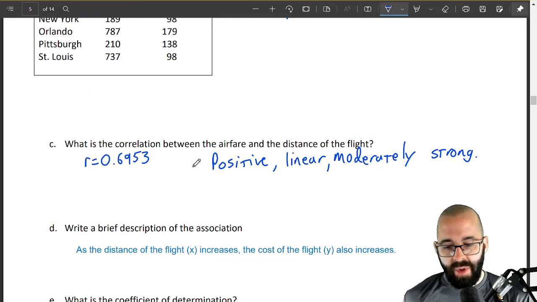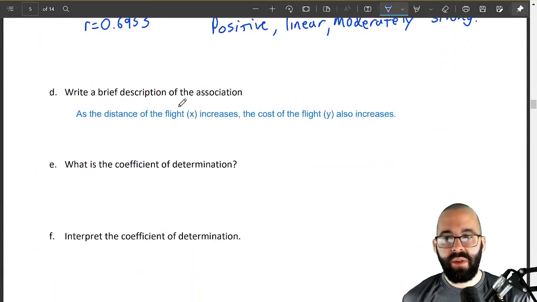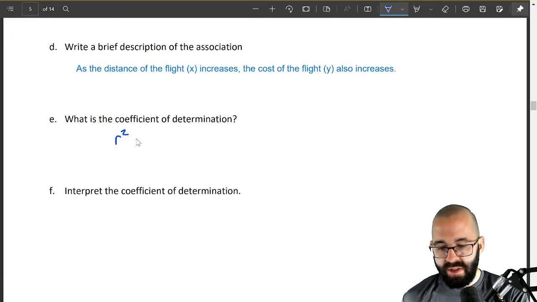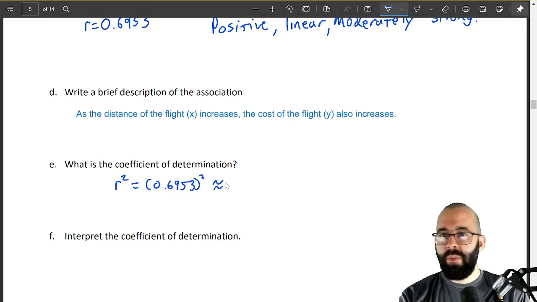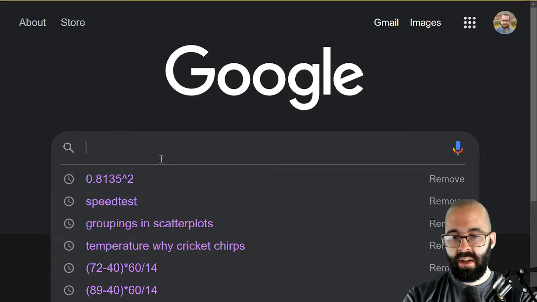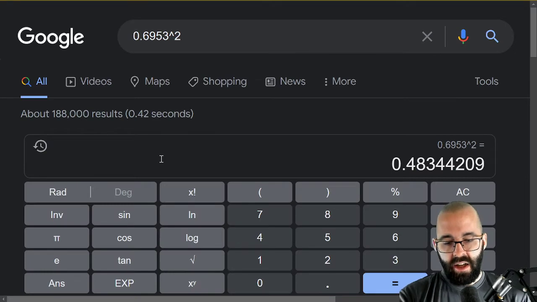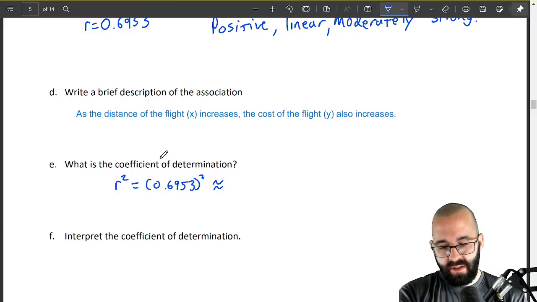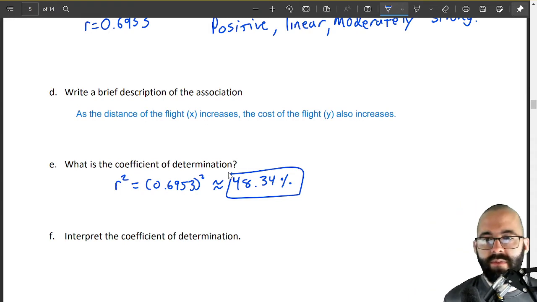What is the coefficient of determination? Remember, the coefficient of determination, that's that r squared value. Okay, so r squared is going to be 0.6953 squared, which is going to be about 48.34%. Again, if r is lower, r squared is also going to be lower here.